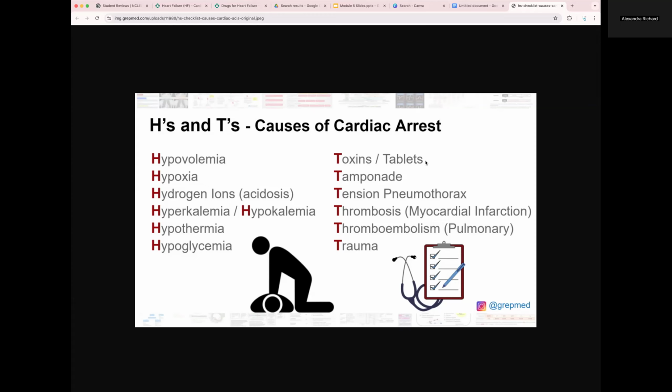Hypovolemia, hypoxia, acidosis, which is because of hydrogen ions. Is it hyperkalemia or hypokalemia? Hypothermia, hypoglycemia. Was it some type of toxin or overdose of tablets or medication? Is it cardiac tamponade, tension pneumothorax, thrombosis, thromboembolism, or trauma? So these are all common causes of why someone's heart would stop. So once we identify what it is, we can properly treat the patient.